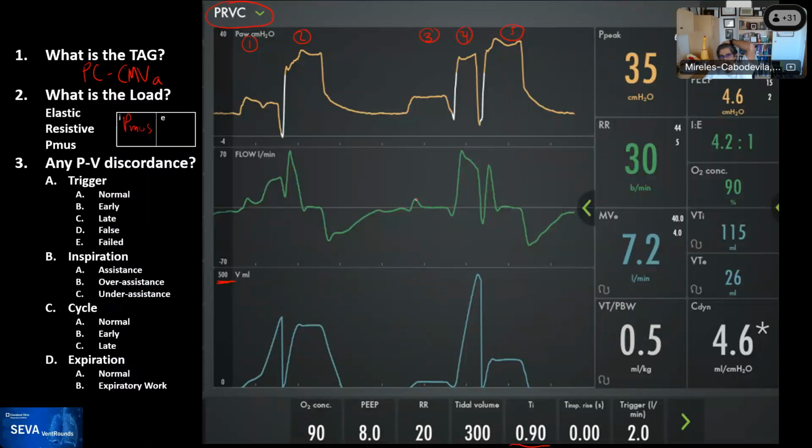Yeah, it's mainly elastic. So the ventilator couldn't get any air into the patient. You see that? Good eyes. There you go. Good, Fernando.